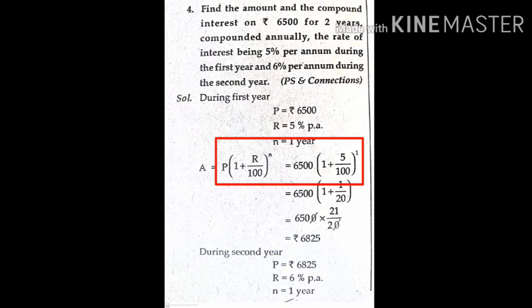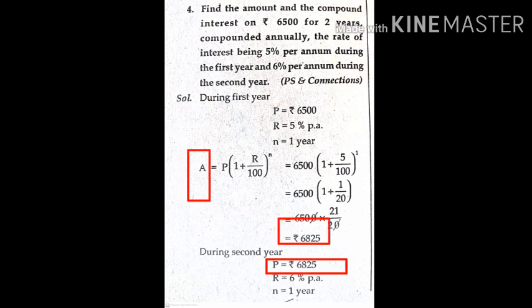That is equal to 6,500 into 1 plus 5 by 100, 5 ones are 5, 5 twenties are 100, 1 by 20. Next step 6,500 into 20 plus 1, 21 by 20. Cancel the zeros. After simplification, we get 6,825 rupees. During the second year, principal is equal to 6,825. Since in compound interest, the amount will be changed in the next year as a principal.